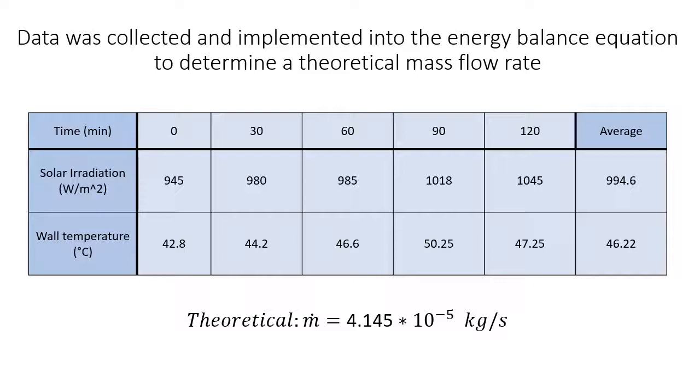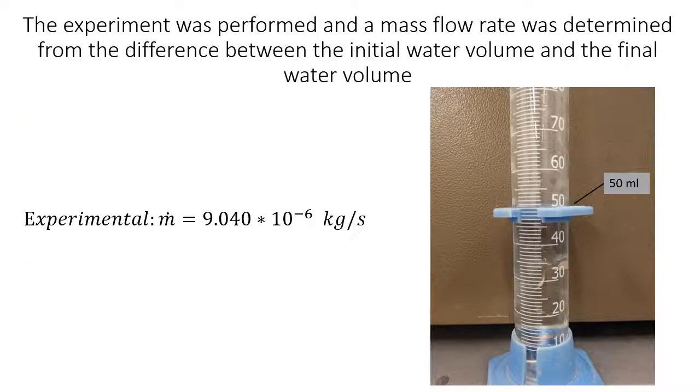Knowing the initial temperature of the water and implementing the assumptions made, a theoretical mass flow rate of 4.14 times 10 to the minus 5 kilograms per second of water was calculated. An experiment of the system was performed, and a mass flow rate was determined by taking the difference between the initial water volume and the final water volume.